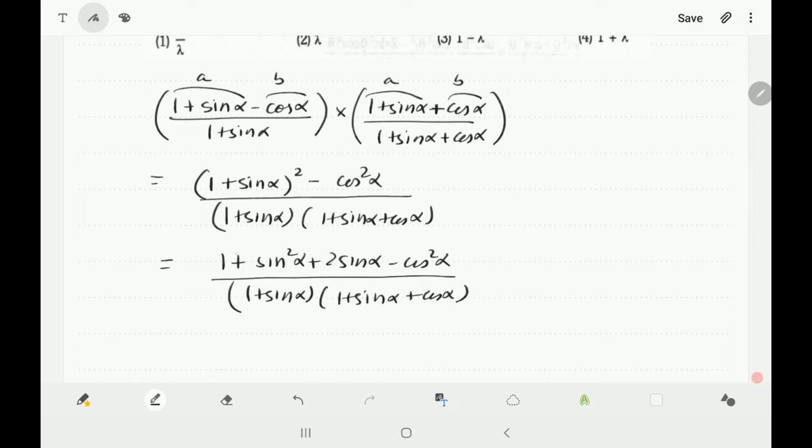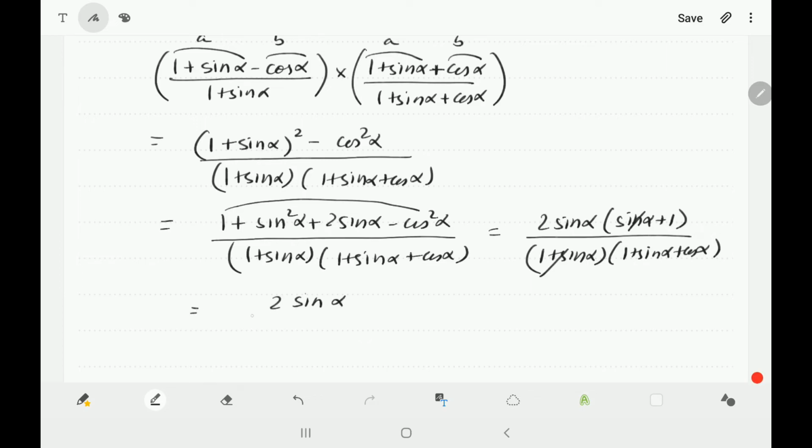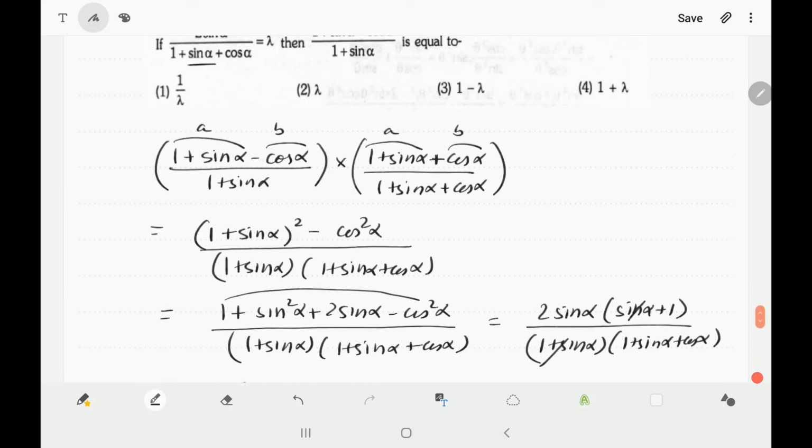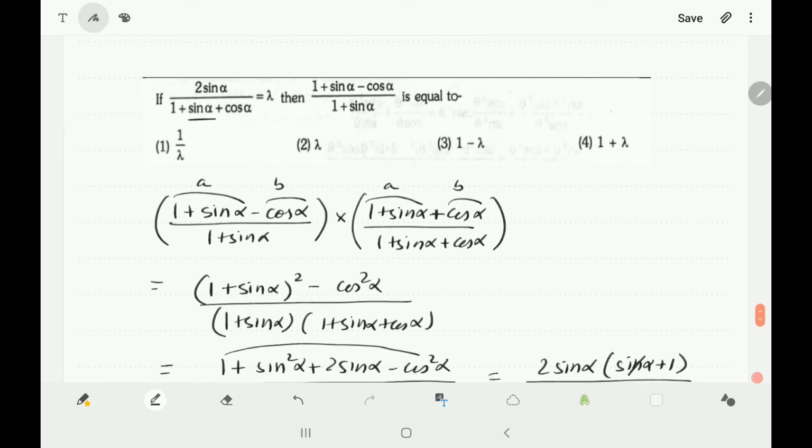Is this clear? Now you can write 1 minus cos²alpha as sin²alpha. So you will have 2 sin²alpha plus 2 sin alpha, which you can write by taking 2 sin alpha common. You will be left with sin alpha plus 1, divided by 1 plus sin alpha into 1 plus sin alpha plus cos alpha. Are you clear on this term? So 1 plus sin alpha will cancel out and you will be left with the term 2 sin alpha upon 1 plus sin alpha plus cos alpha. This is actually given as lambda, so the required term will be equal to lambda only. So the answer for this problem is option B.